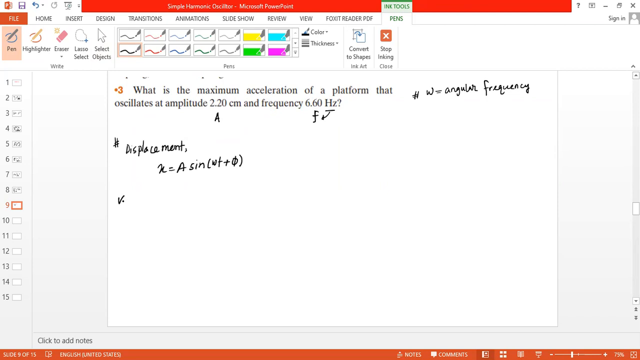Then what will the velocity be? Velocity v equal to dx over dt, which is basically d/dt of a sine (omega t plus phi), and we already did this differentiation a number of times. So velocity is equal to omega a cosine (omega t plus phi).